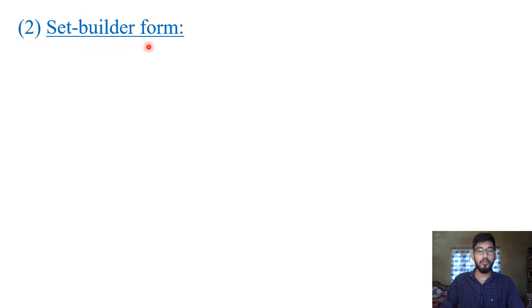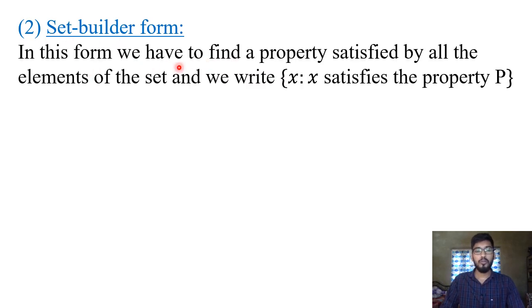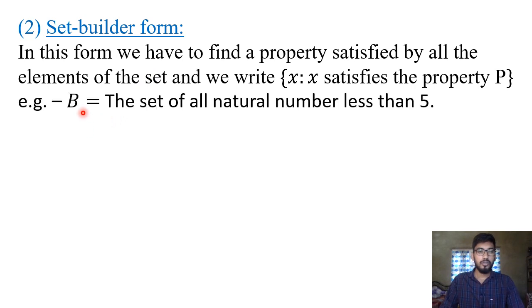So, set builder form. In this form, we have to find a property satisfied by all the elements of the set and we write x such that x satisfies the property P. So here also I give you an example and this will help you to understand this form. I take this set B equals the set of all natural numbers less than 5.